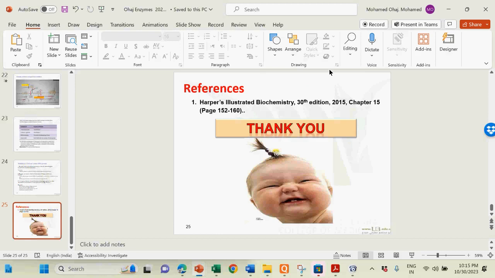ممكن لو ما في سؤال كده سيريس في السلايد، ممكن توقفوا التسجيل يا باشمهندس طارق.